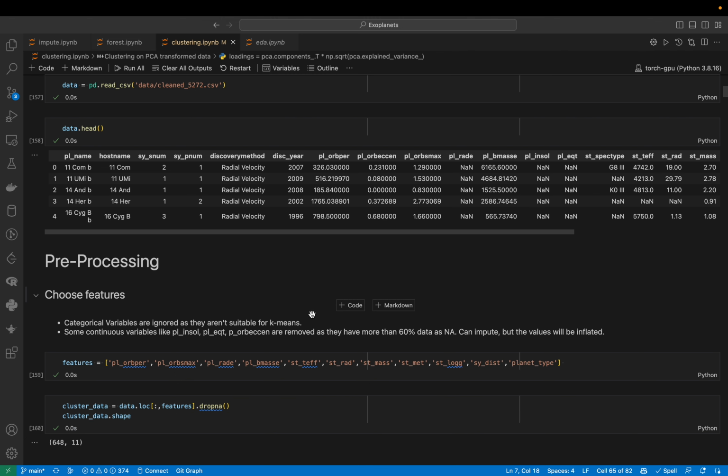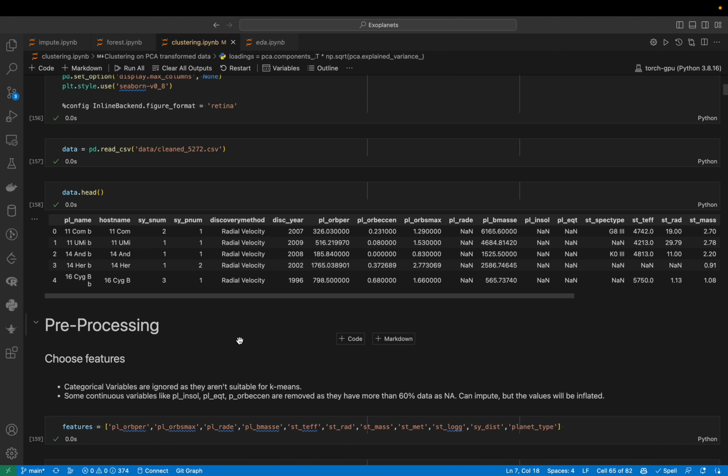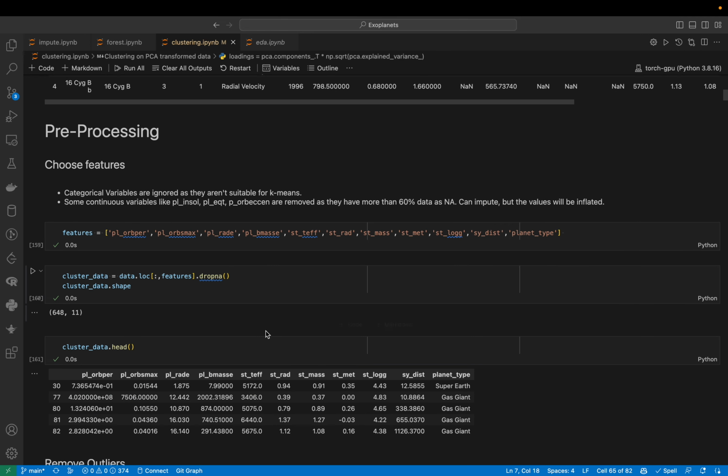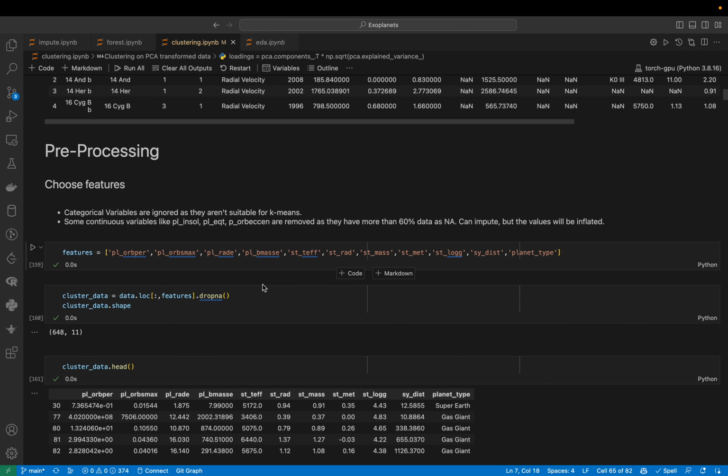And for this clustering section, we cannot have categorical variables. We can encode 0 and 1, but because it's distance based, we decided to choose just continuous variables. Out of the 20 odd variables, we chose 10 variables that are continuous in nature, and the 11th variable is the planet type, which is used to verify the clustering efficacy.